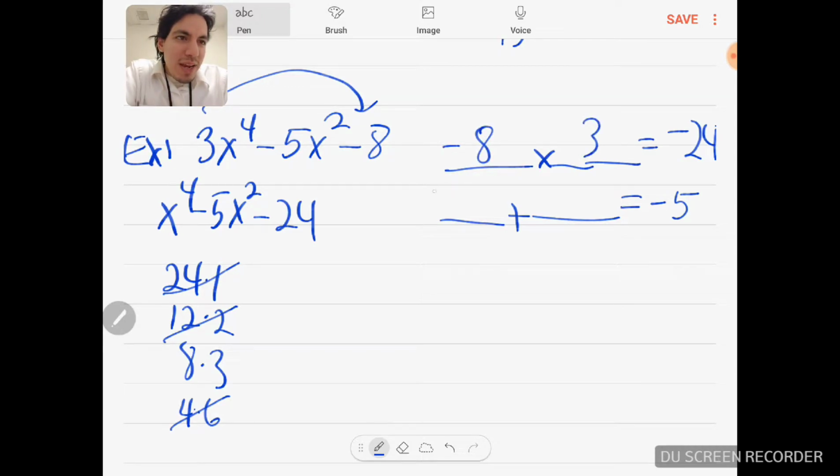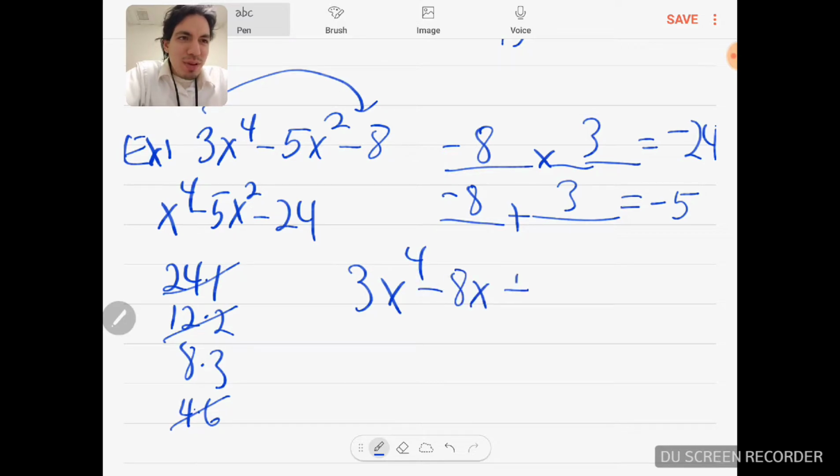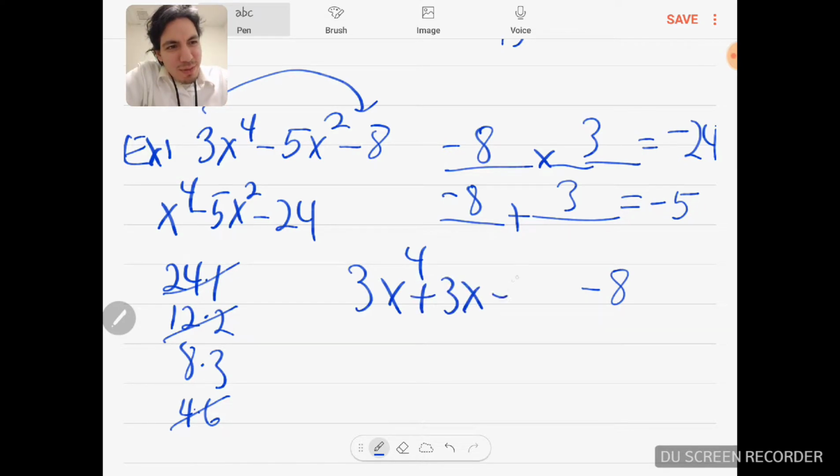So therefore, 8 is going to be negative and 3 is going to be positive, because when you multiply negative 8 times 3, you get negative 24. But when you add the 2 numbers, you get negative 5 in the middle. So I'm left with 3x to the 4 minus 8x plus 3x minus 8. Let's reorder that, actually. It's much easier the other way. Plus 3x minus 8x. Why? Because you can kind of see common factors already.